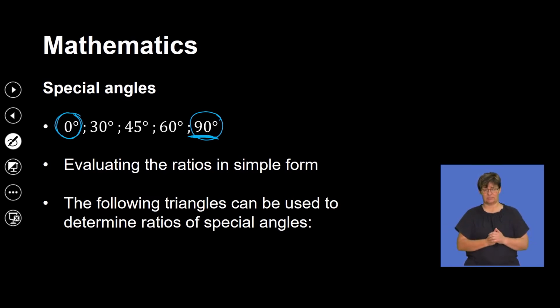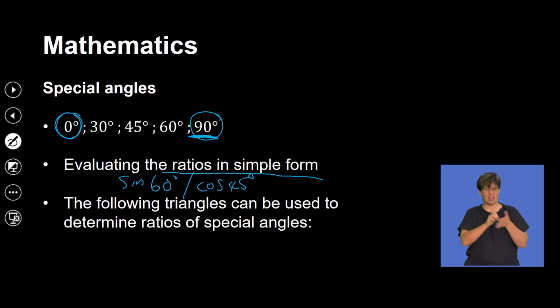Now, we use the special angles to evaluate the ratios in simple form. What does that mean? It means if I'm given my ratio as a sine of 60 degrees, what does that mean? If I'm given cos of 45 degrees, how can I write it in a simple form, meaning as a ratio that shows a comparison between 2 numbers? Now, the following triangles can be used to determine the ratios of special angles.